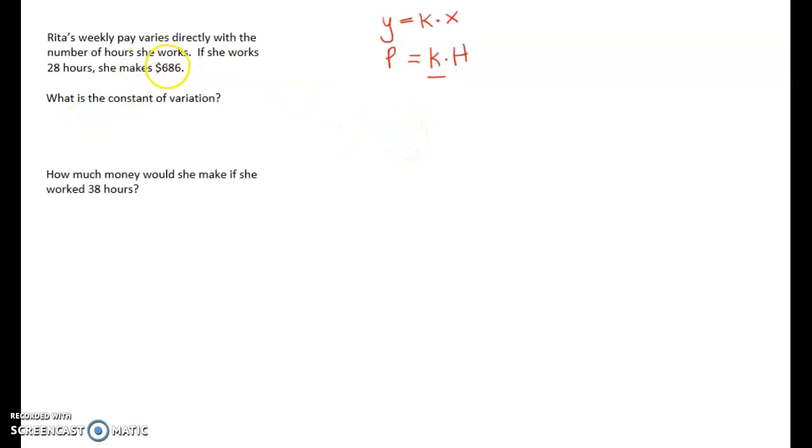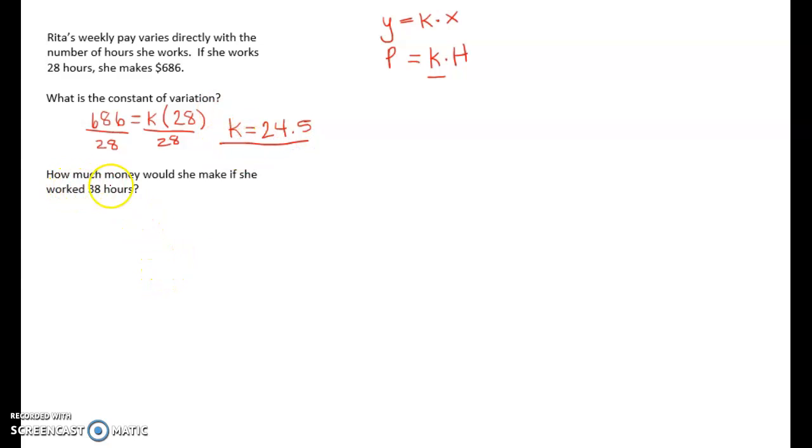So we can put the pay in for the P. So 686 equals, we don't know what K is, and then 28 hours. Okay, we divide by 28 because it was multiplied there. Divide here by 28, and we will get 24.5, or basically $24.50. I would have accepted either, so I'll just put 24.5 because that's what you would get. But in this case, it means she's making $24.50 an hour. So when it asks for the constant of variation, that first part, this is what it's asking for.